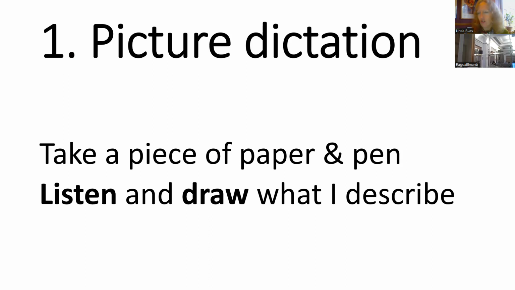So first, can you draw a square on your piece of paper? And that's going to be the picture inside it. Okay, draw a square. Now, you need to listen to me and draw what I describe. Okay, so at the bottom of the picture is lots of grass, green grass, all along the bottom of the picture. Okay, you don't have to do it in the right colors.